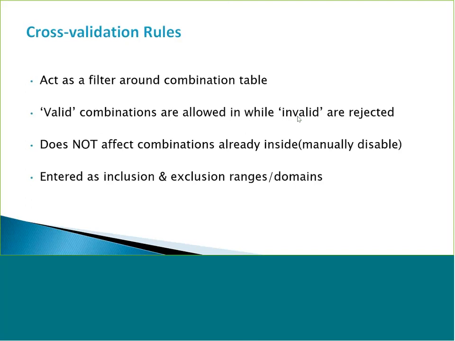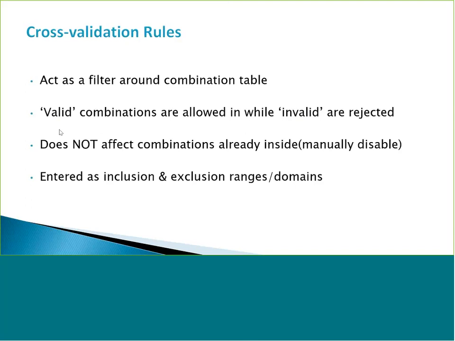The other thing that you need to know about cross-validation rules is that they do not affect combinations that are already inside. These rules act as a filter around the combinations table, preventing invalid combinations from getting in. But if the combination already exists in the combinations table, there's nothing that the cross-validation rules can do. So what you do to those values that are invalid but already exist in the combinations table is you disable them. I showed you using that button on the left that says enable. You can check that.